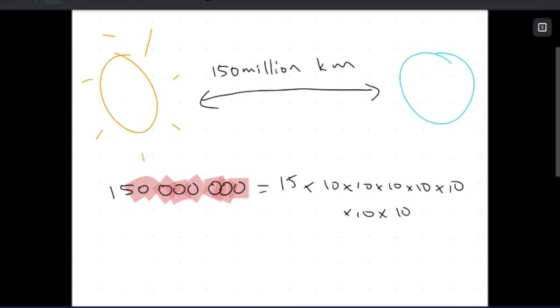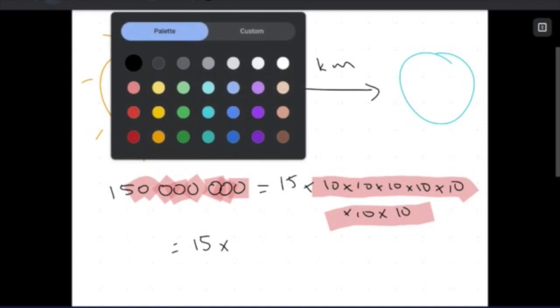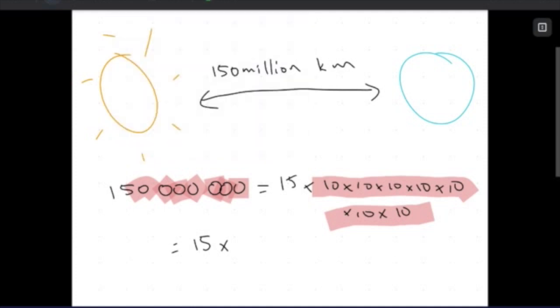And I write this now. I can write this as, well, 15 times, and all of this here, that can be rewritten like we did in the previous example. This can be rewritten as 10 to the power of 7. And that's exactly what I'm going to write here, times 10 to the power of 7. Now, I'm going to take this one step further, because 15 is like multiplying 1.5 by 10.